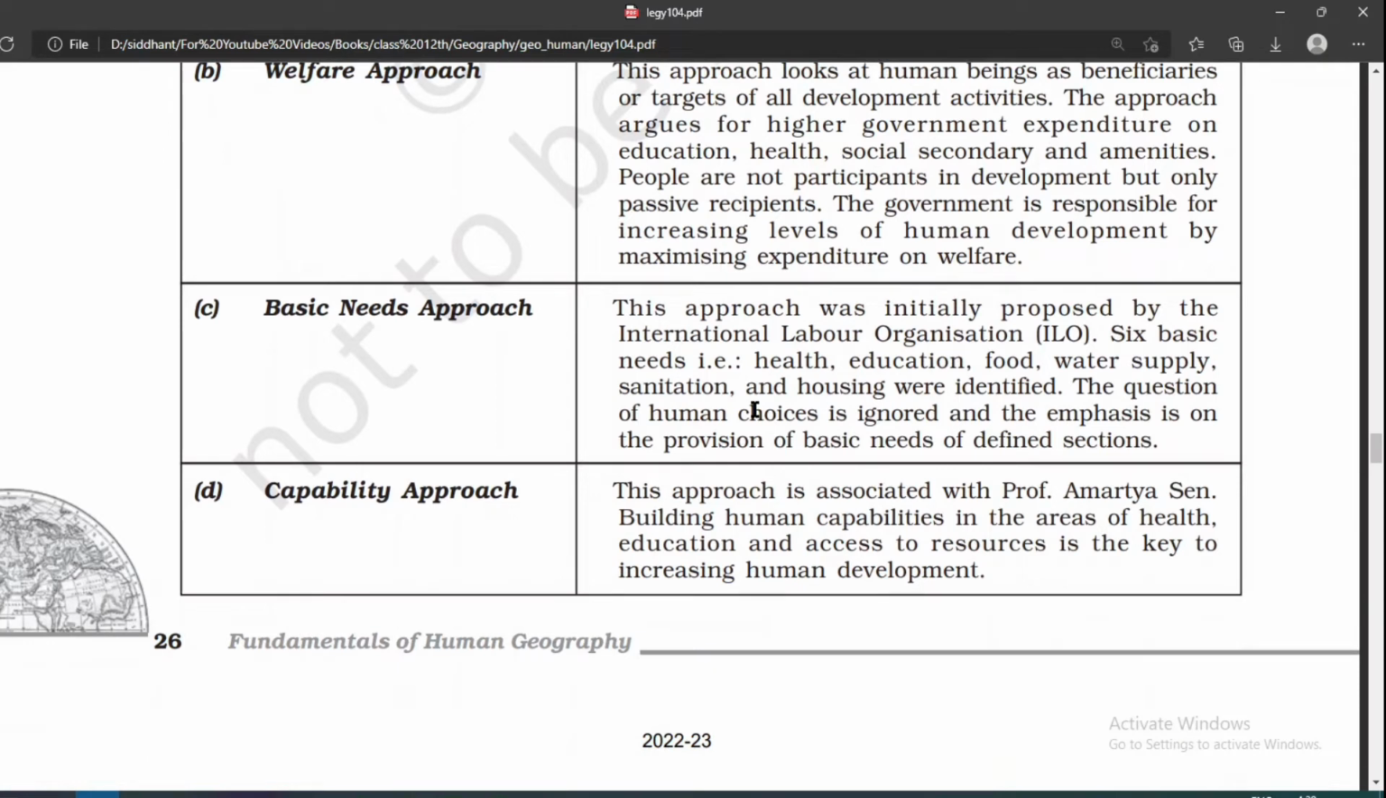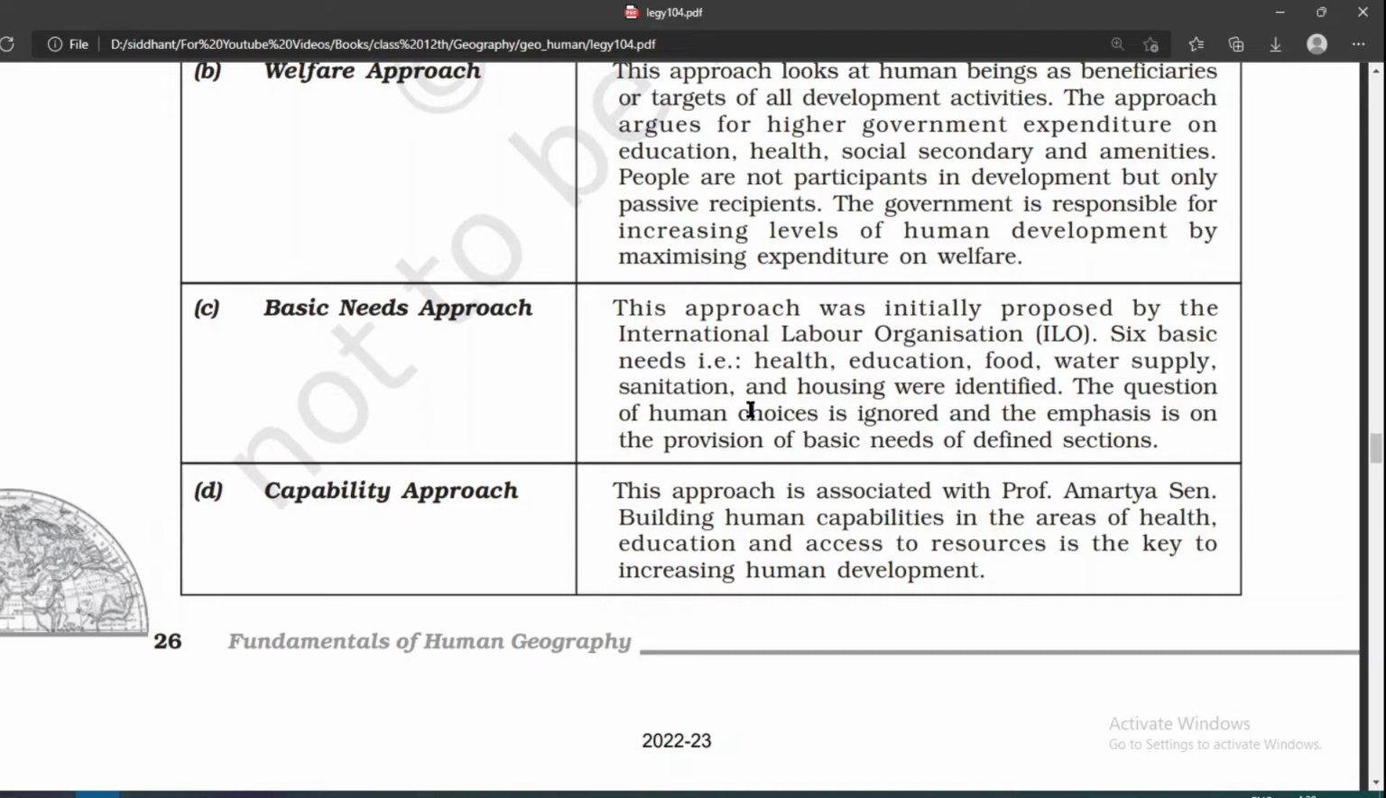This approach was initially proposed by the International Labour Organization (ILO). Six basic needs: health, education, food, water supply, sanitation, and housing were identified. The question of human choice is ignored, and the emphasis is on the provision of basic needs.